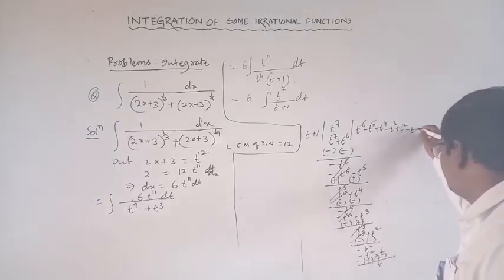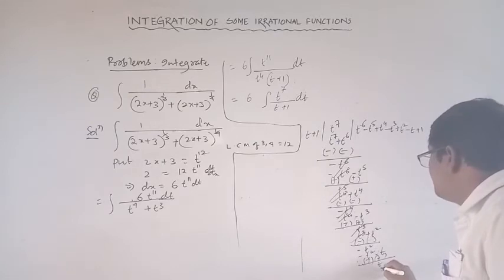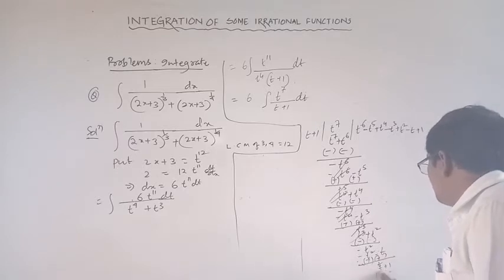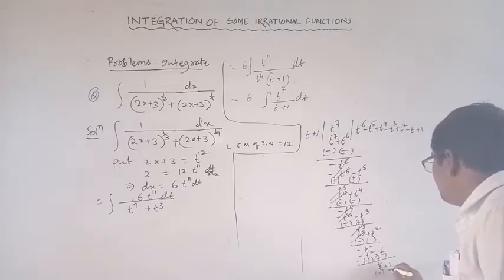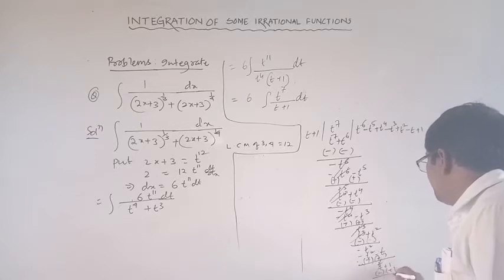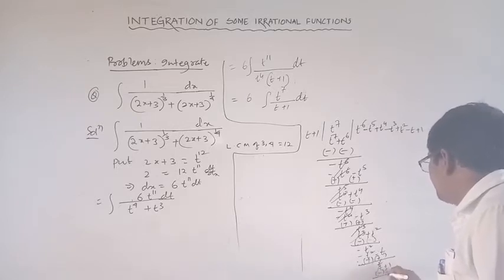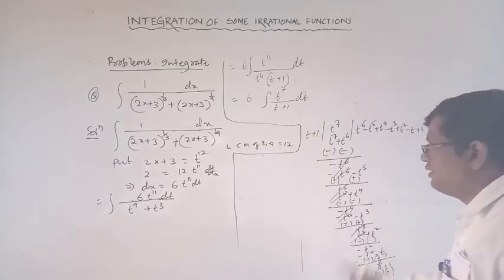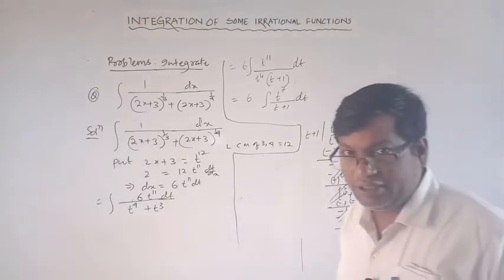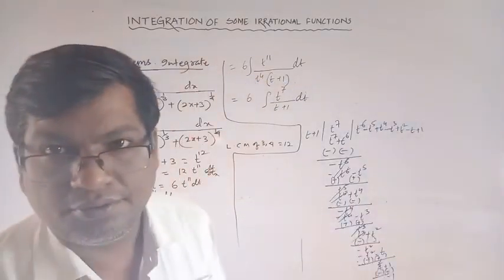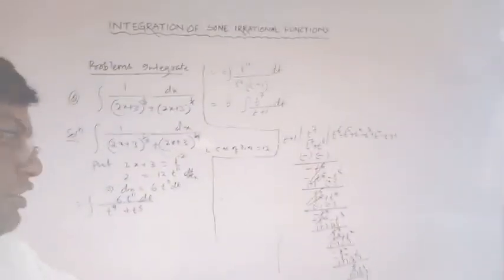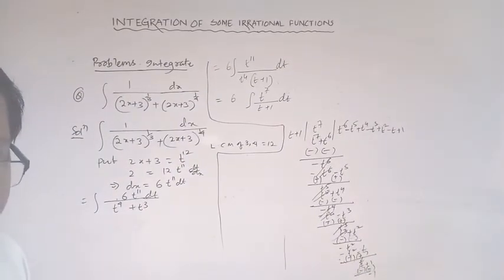So plus 1, this is t plus 1. So this is minus and this is plus. This is minus and this is plus. So remaining here minus 1. Clear? Remaining here minus 1. Look at this. This is minus 1 again.